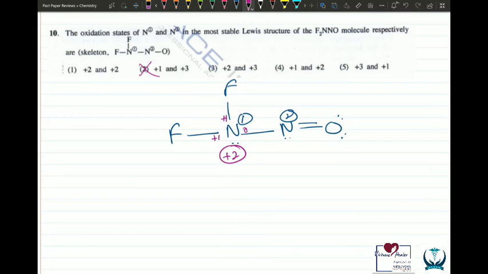So we can exclude answers 2, 4, and 5. So it's 1 or 3. Here, considering nitrogen and oxygen, oxygen is more electronegative. So we have +1 here and +1 here. 1 plus 1, again +2. Therefore the answer is 1.